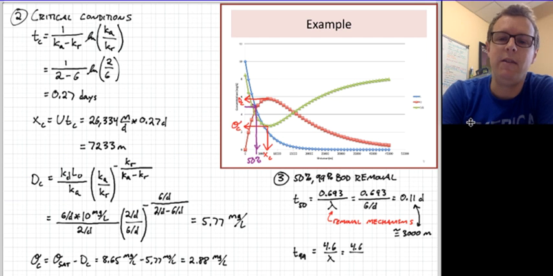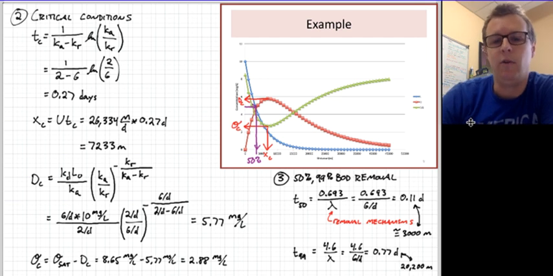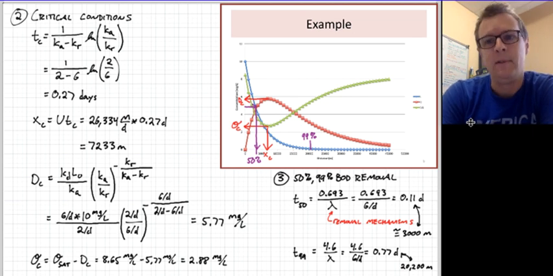We can do the same thing for T99. That's 4.6 over lambda, and we ultimately conclude about 20,000 meters. And again, showing you in purple where that is, that's about 99% removal. Seems to fit with our model.